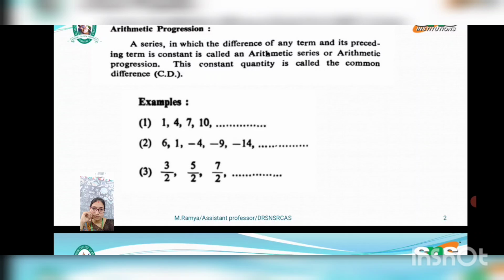Same, next example: 6, 1, minus 4, minus 9, minus 14. So what is the second term? 1. 1 minus 6, minus 5. Next, third term minus second term: minus 4 minus 1, you get minus 5. The common difference is the same.